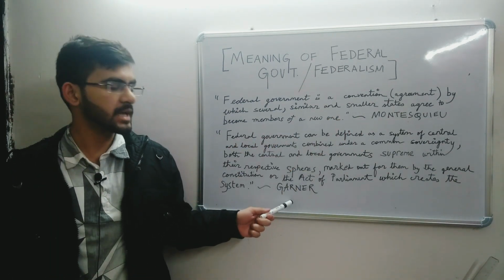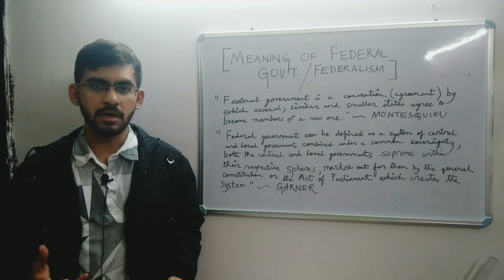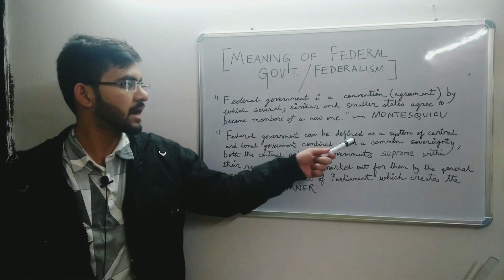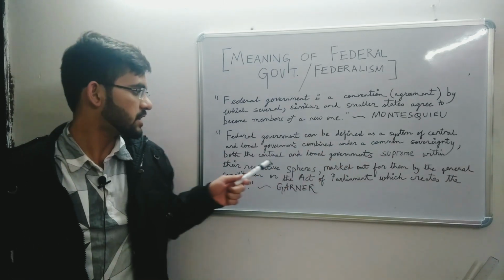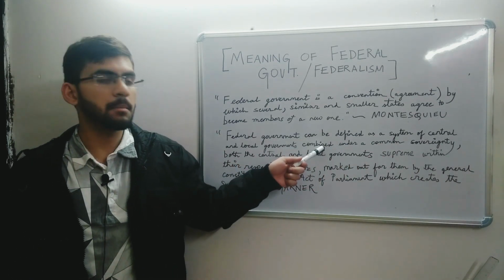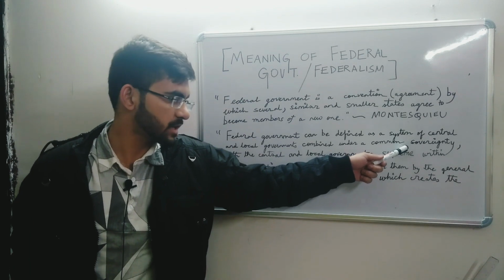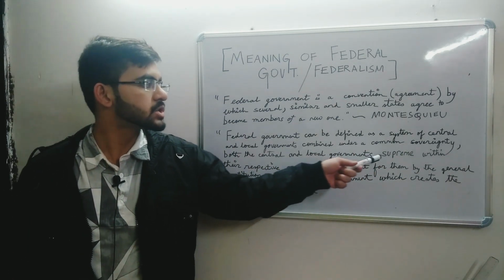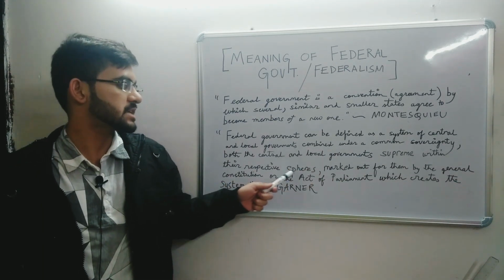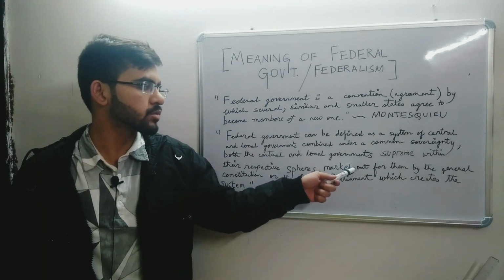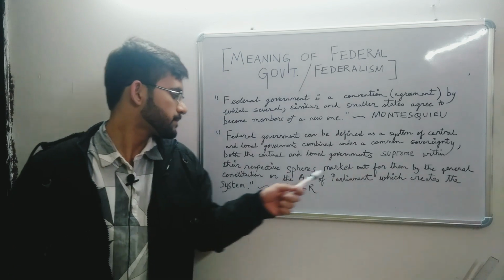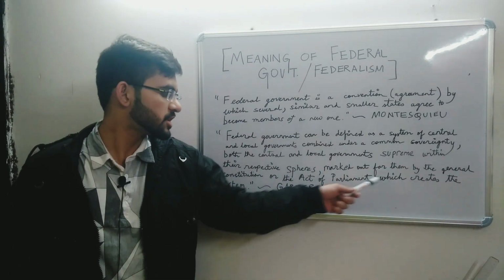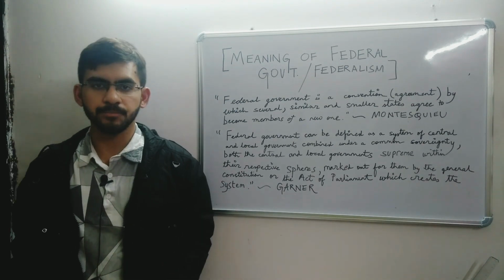Now, Garner provides a much better definition of a federal system. He says that a federal government can be defined as a system of central and local governments combined under a common sovereignty, both the central and local governments supreme within their respective spheres, marked out for them by the general constitution or the act of parliament which creates the system.